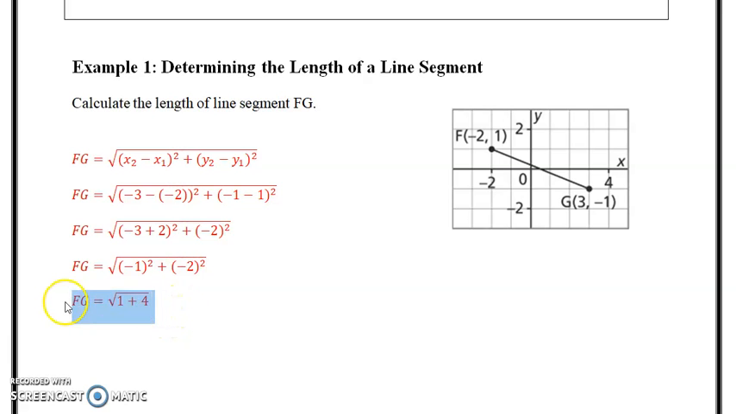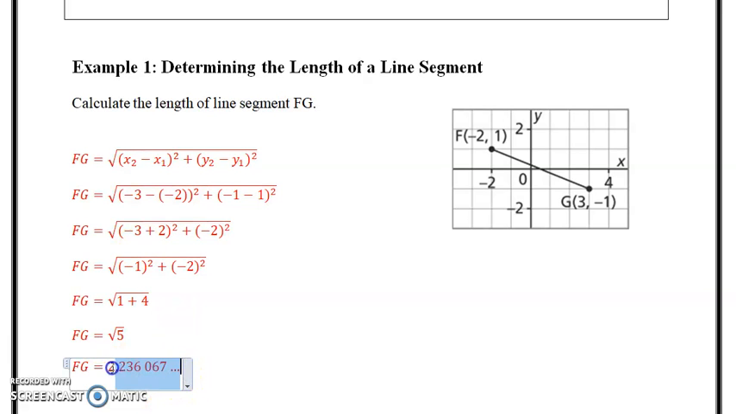So the answer is square root 5. And again, I'm okay with leaving that as a radical, but if you want to go to your calculator and calculate that, you can put in the square root of 5. And when you put the square root of 5 in, you get 2.236 and so on.